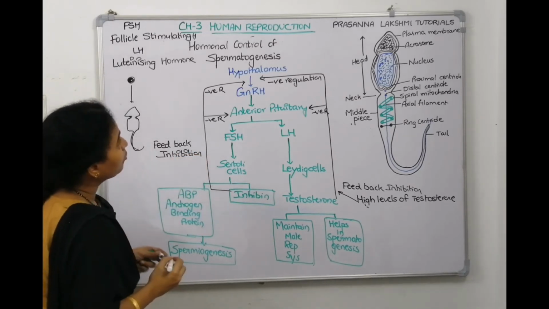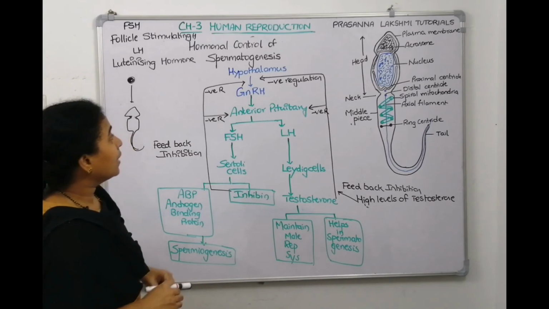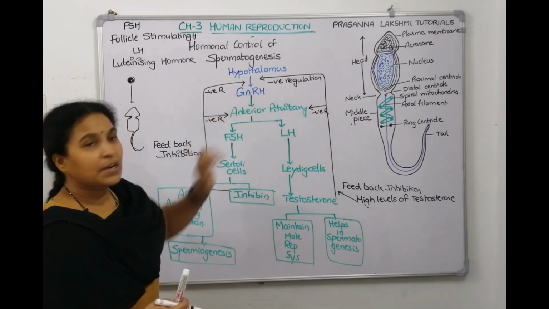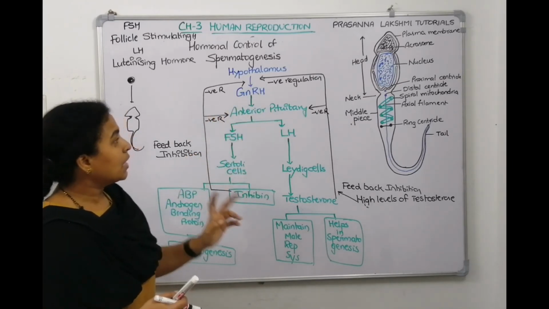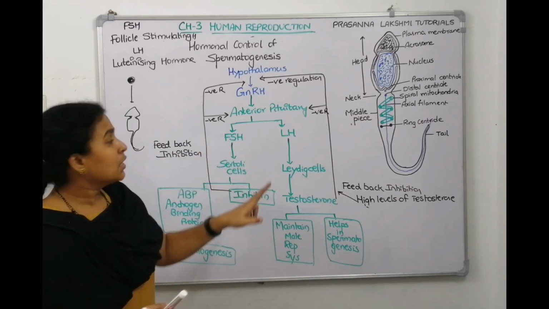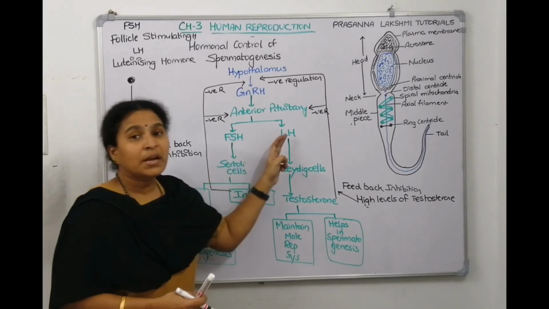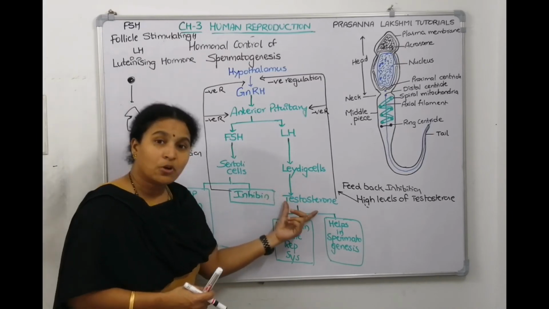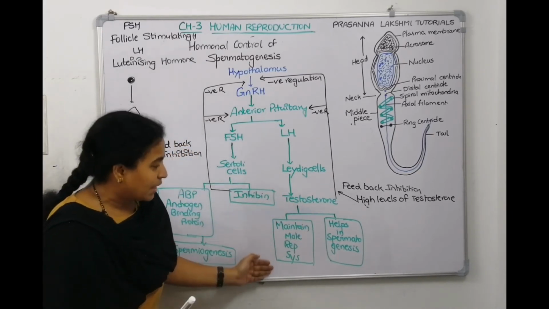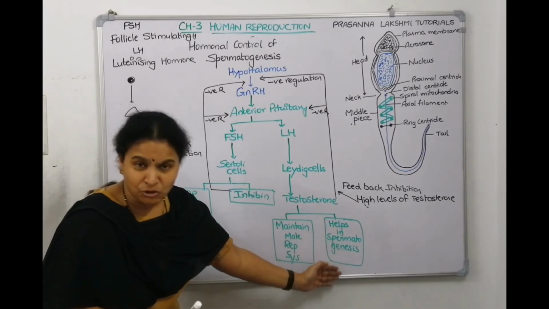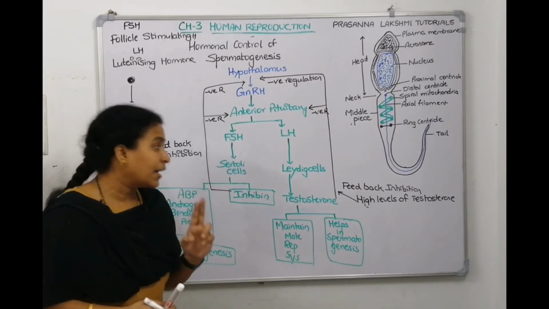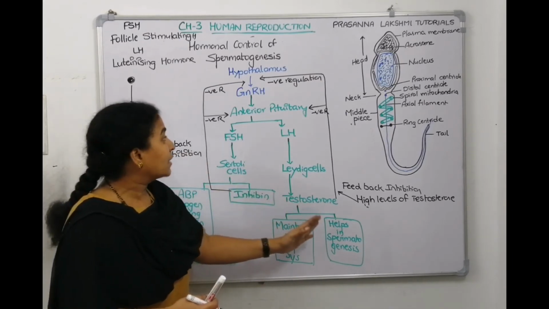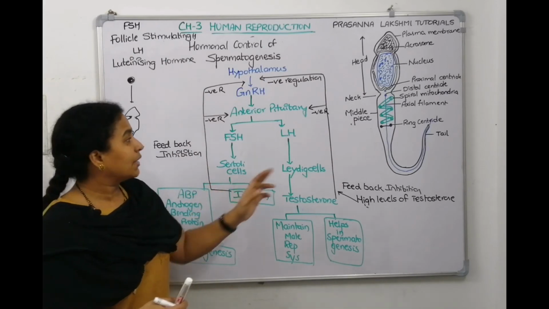Understood? So this is the hormonal regulation of the spermatogenesis process. Under hormonal regulation, the hypothalamus produces a releasing hormone called gonadotrophin releasing hormone that acts on the anterior pituitary. The anterior pituitary produces two gonadotrophins, luteinizing hormone and follicle stimulating hormone. Luteinizing hormone acts on the Leydig cells of the testis, and the Leydig cells produce the male sex hormone testosterone. The testosterone maintains the male reproductive system and helps in spermatogenesis also. If the levels of testosterone are high, it causes feedback inhibition.